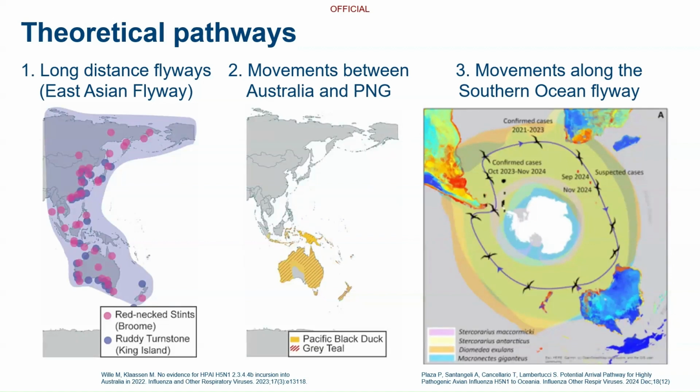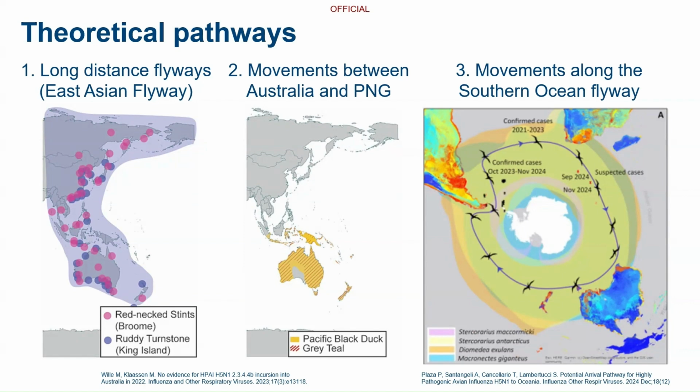It has been widely accepted for some time now that the theoretical pathways by which the new clade could make its way into Australia is from the north. So via long-distance flyways, mainly the East Asian flyway, or by birds moving between Australia and Papua New Guinea. However, with these changes that we're seeing in the south, in that Antarctic region, there's now a third possible pathway, which is very close to us here in South Australia.